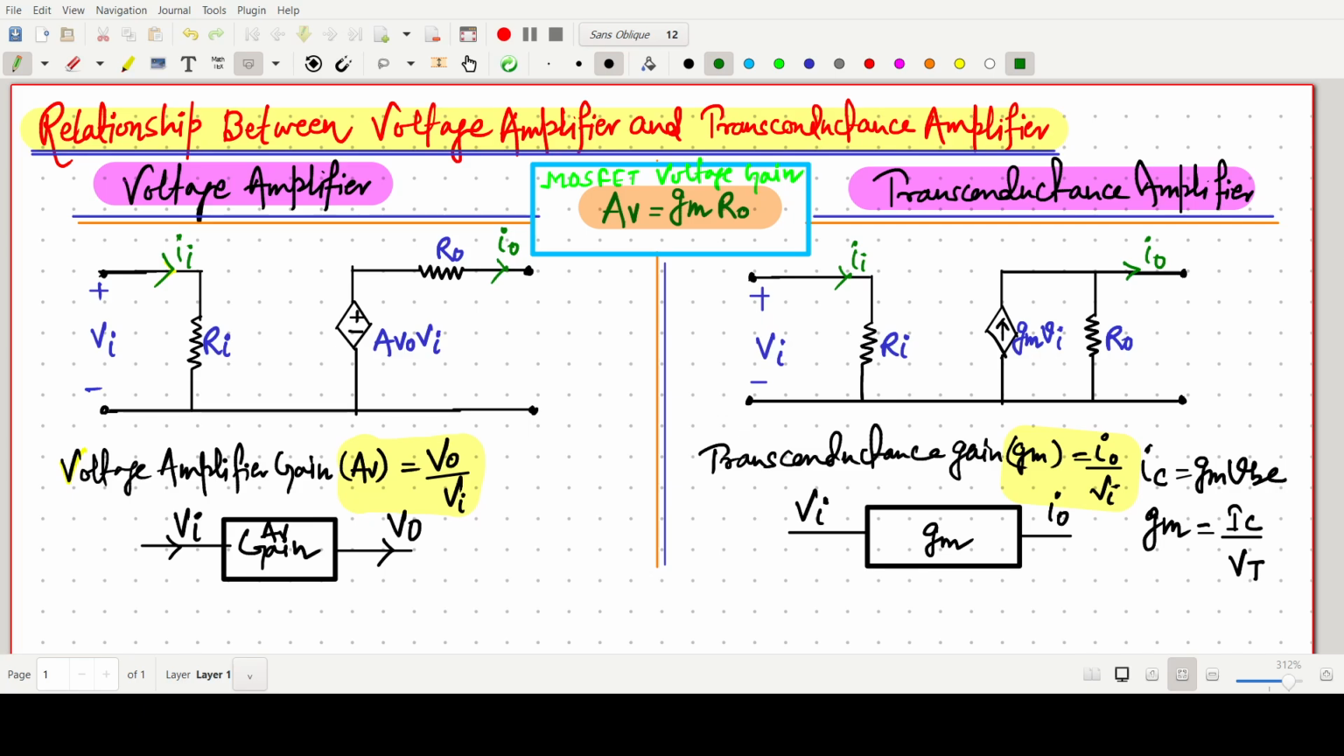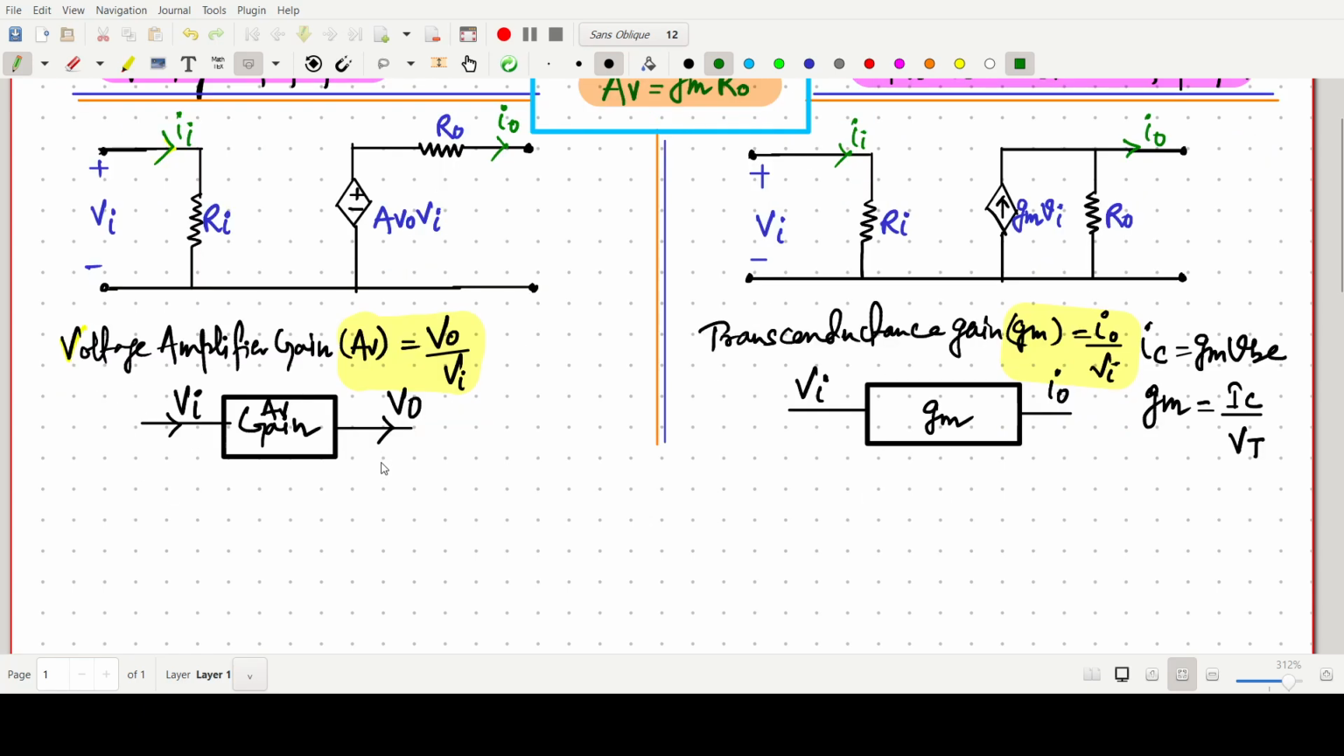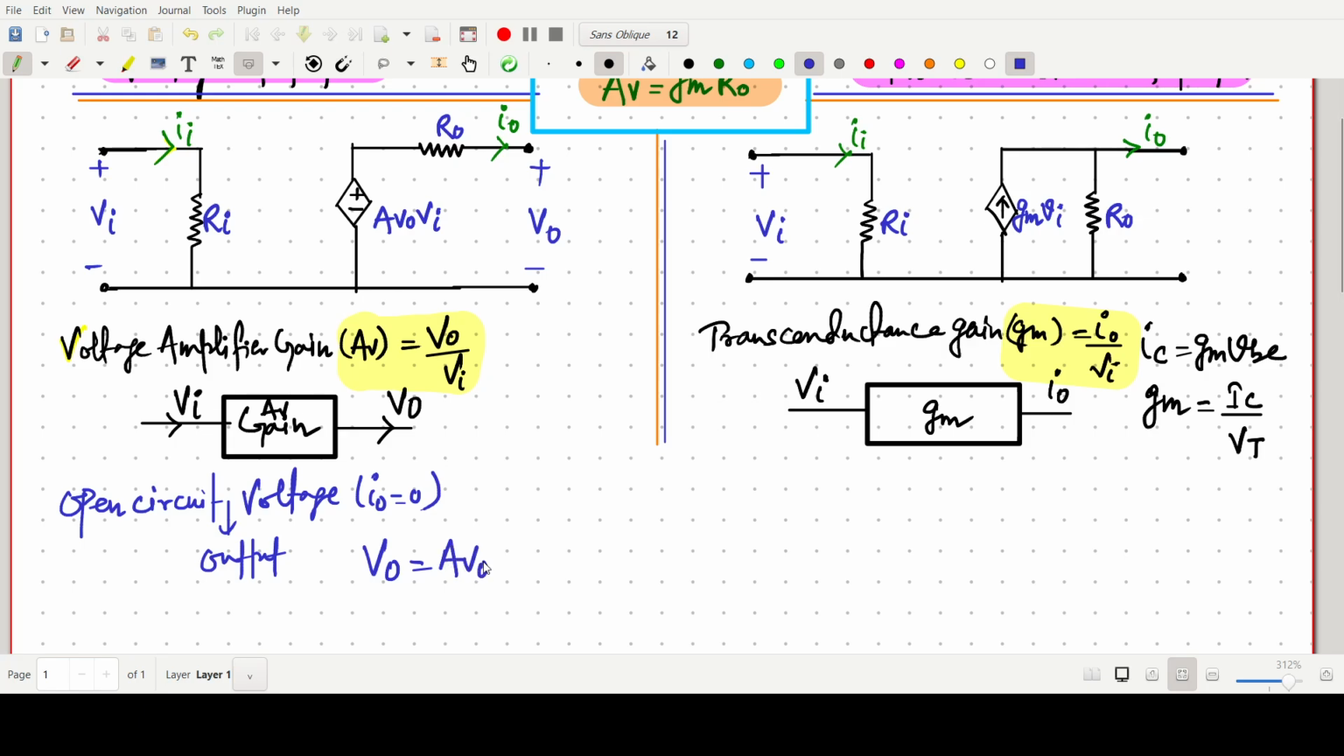Now from the voltage amplifier diagram, I am writing the open circuit output voltage, by keeping Io equals 0. This open circuit output voltage Vo is simply Avo times Vi. So Vo, the open circuit output voltage, is nothing but Avo into Vi by keeping Io at 0. When Io is 0, this voltage will be the same as Avo Vi.